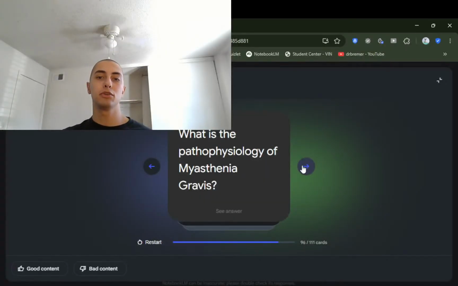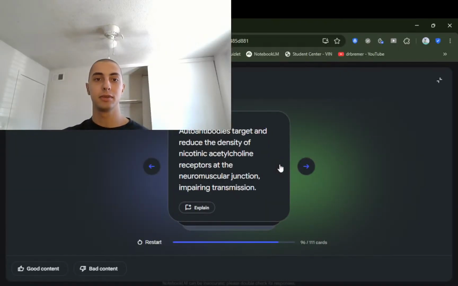What is the pathophysiology of myasthenia gravis? I don't really know what pathophysiology means yet. Probably the cause of the disease relating to the function of the body. Autoantibodies target and reduce the density of nicotinic acetylcholine receptors at the neuromuscular junction, impairing transmission.